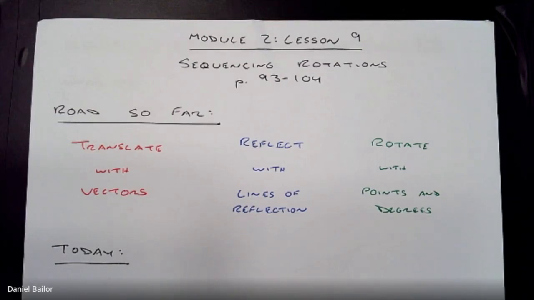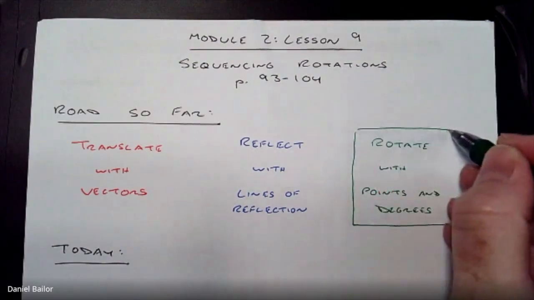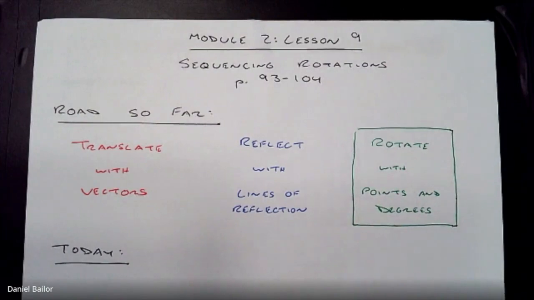So get those pages out, get your supplies ready, and start copying these notes into your notebook or on your note page. The road so far: we've studied the three rigid motions: translate, reflect, and rotate. When you translate, you follow the rule made by a vector. When you reflect, you follow the rule of the line of reflection. And when you rotate, you follow the rule of points and degrees. The point is what you spin around, and the degrees tell you how much. And so today we're going to focus on rotations.